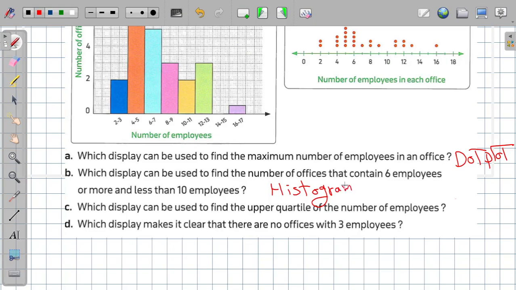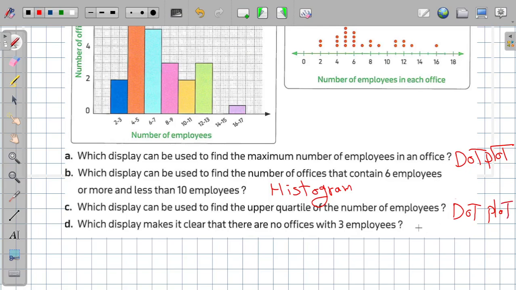Next, which display can be used to find the upper quartile of the number of employees? We don't have the box plot, so we can use the dot plot with some calculations to find the upper quartile, the lower quartile, and the median. So I think the display that can be used to find the upper quartile is the dot plot.